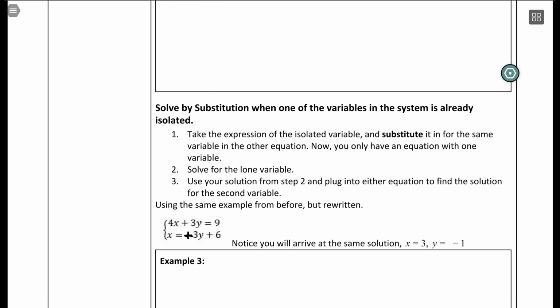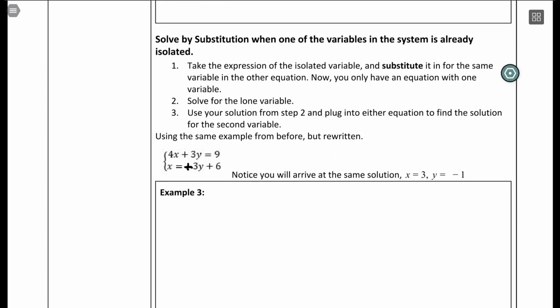So our next way is to solve by substitution. Now, when do we want to do this? Well, we want to solve by substitution when one of the variables in the system is already isolated. Okay, that's the key part. Do we have a variable that's isolated? What does it mean to be isolated? Let's go ahead and take a look down here at this example. X is all by itself on the left-hand side of the equal sign. That means it's isolated. Okay?